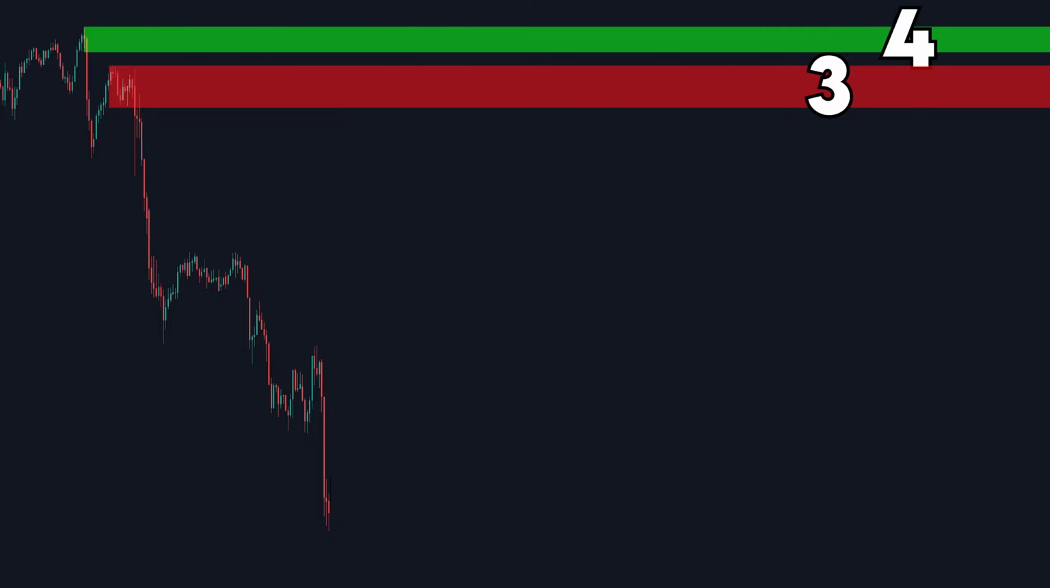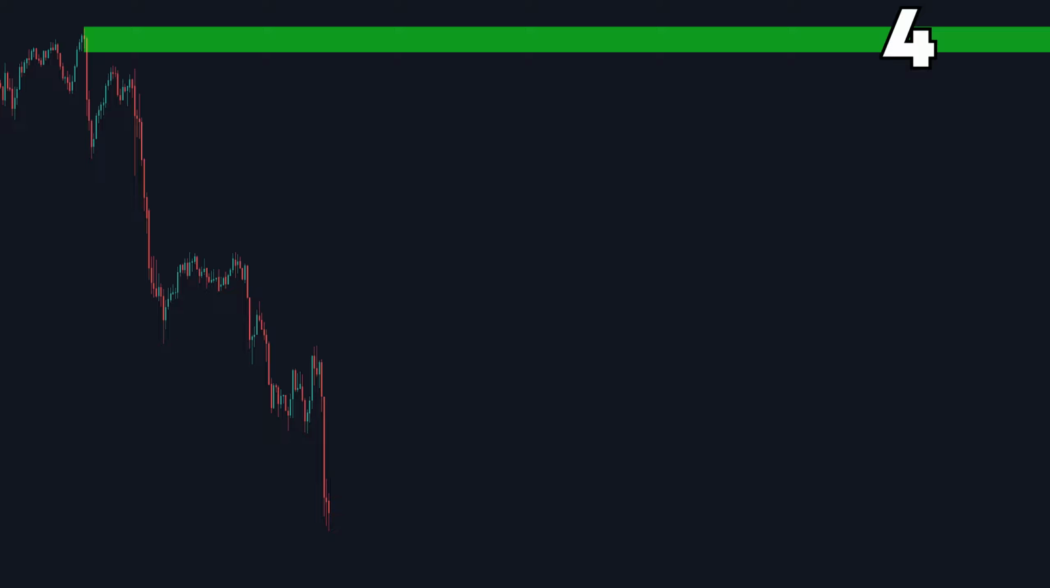That leaves us with 2 zones. Which one do you think it is? If you guess zone 3, you would be absolutely wrong, as again, there are equal highs here, creating natural liquidity, making zone 3 an inducement zone. So now we know zone 4 is the real zone.